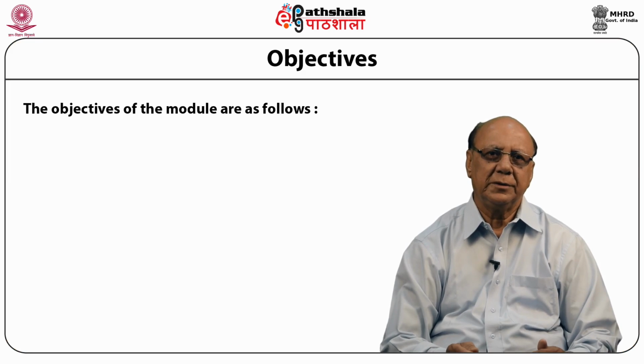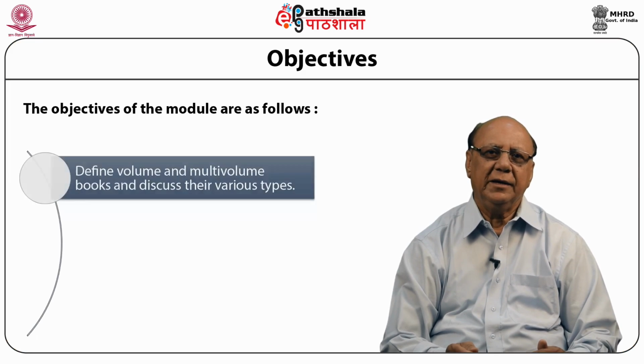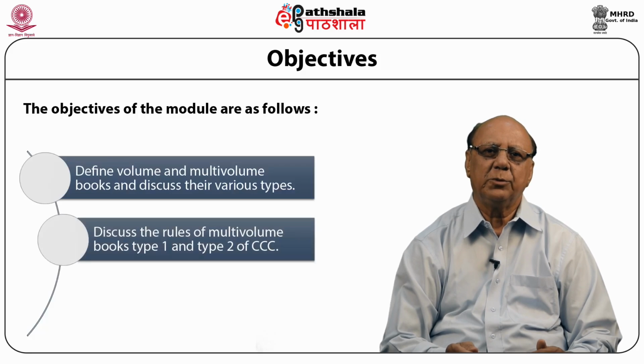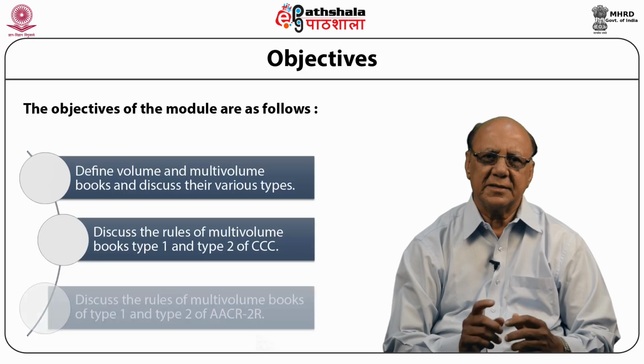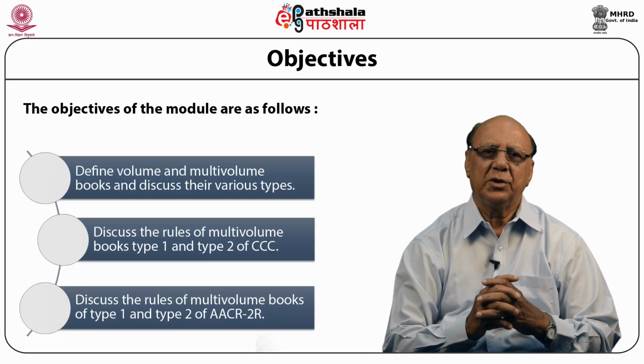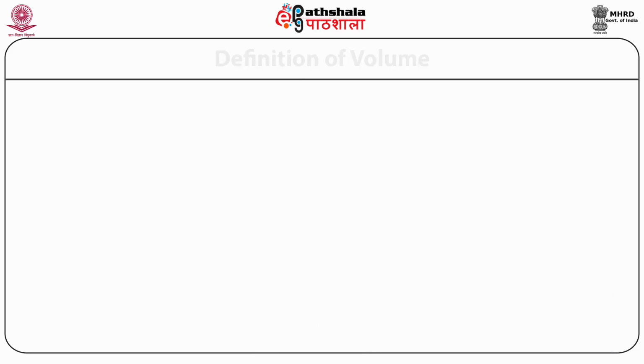Objectives of the module: to define volume and multi-volume books and discuss their various types. Second, discuss the rules of multi-volume books type 1 and type 2 of CCC. Third, discuss the rules of multi-volume books of type 1 and type 2 of AACR2R.